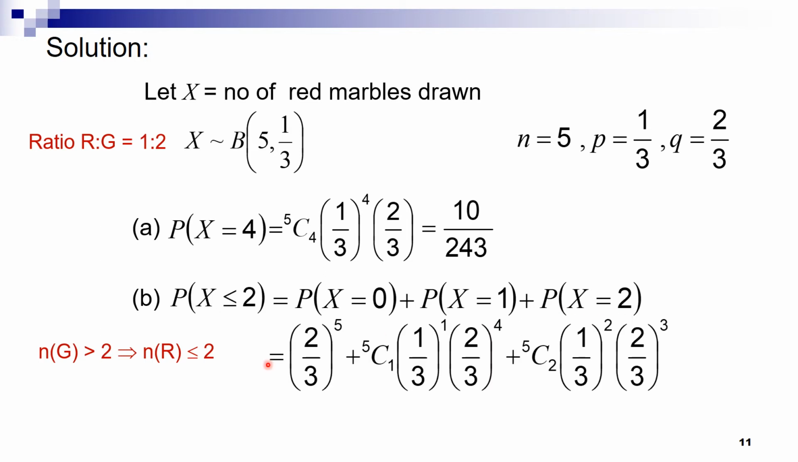So you substitute. The first one r is 0, second one r is 1, the third one r is 2. Okay, notice that the first value here, it is written (2/3) to the power 5. Why? Because 5C0 is 1. (1/3) to the power of 0 is also 1. So all you need to find is (2/3) to the power 5. And you add up with the rest of the values of the probabilities. So you have 64/81.